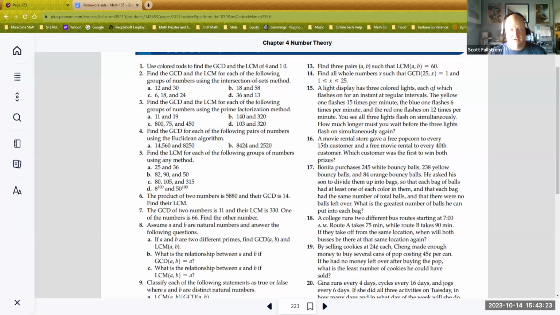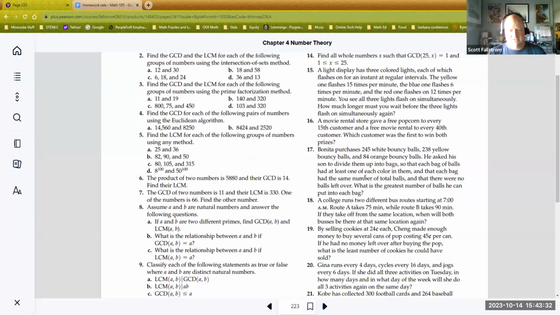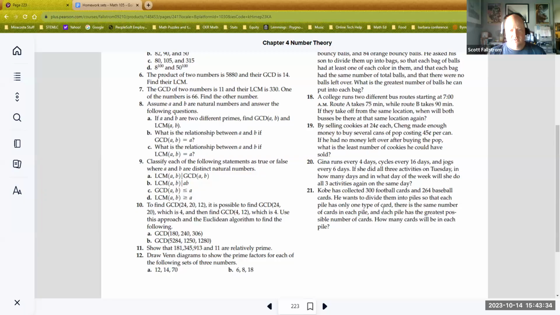A light has 3 colored intervals, flashing this many times, this many times. When does it actually all flash together? Okay, those are all reasonable questions involving these. 16 and then through 21, some word problems at the end.